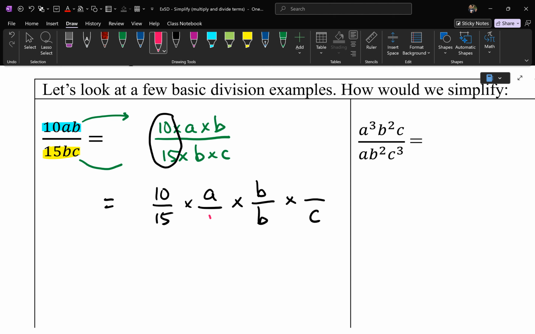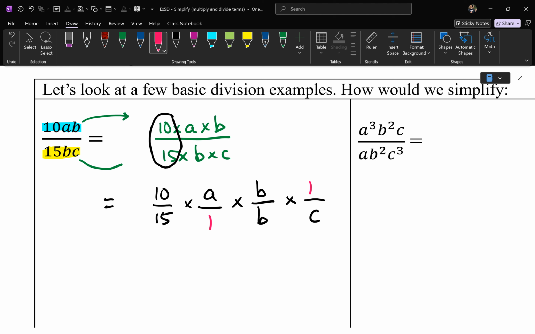So I put a 1 here. 1, 1. And it doesn't change it. 10 times A times B times 1 will still give you 10 times A times B. 15 times 1 times B times C still gives you 15BC. But once you split it all up, isn't it so much easier?